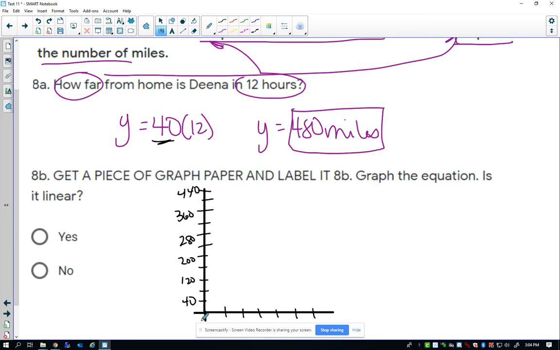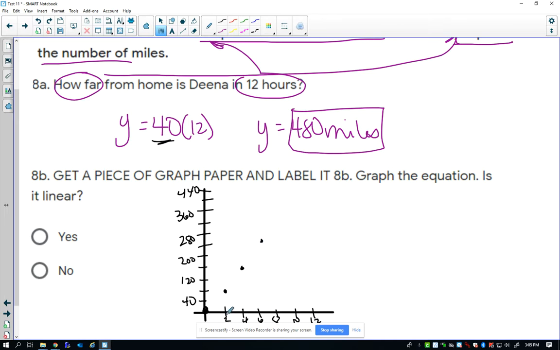Okay. So at 0, she hasn't gone anywhere. She's still sitting at home. Okay. After 2 hours, because this was, remember, 2, 4, 6, 8, 10, and 12. So after 2 hours, she's traveled 80 miles. After 4 hours, she's traveled 160 miles. After 6 hours, she's traveled 240 miles.